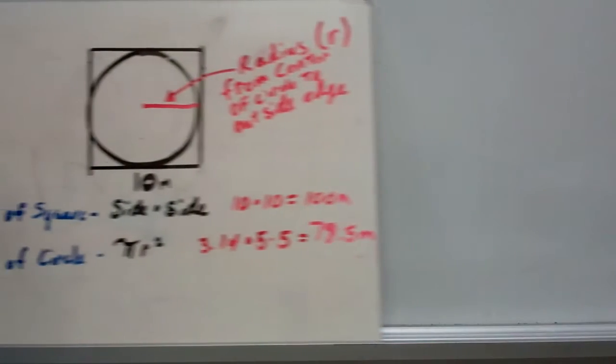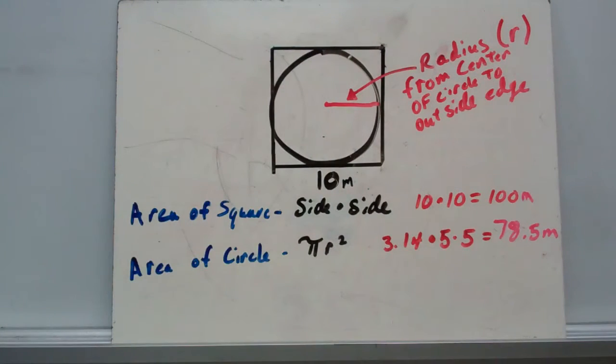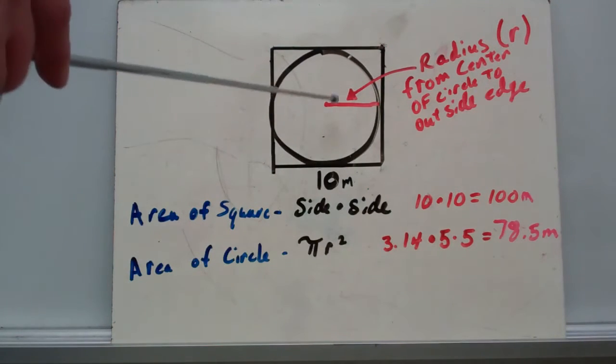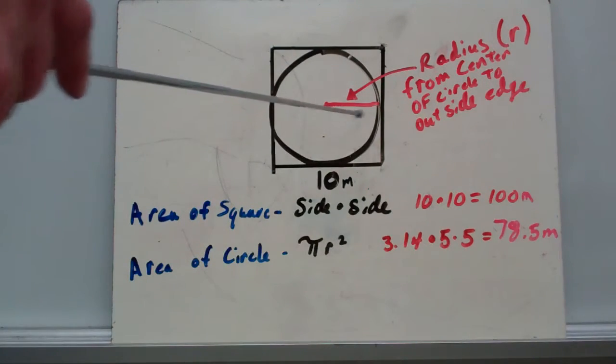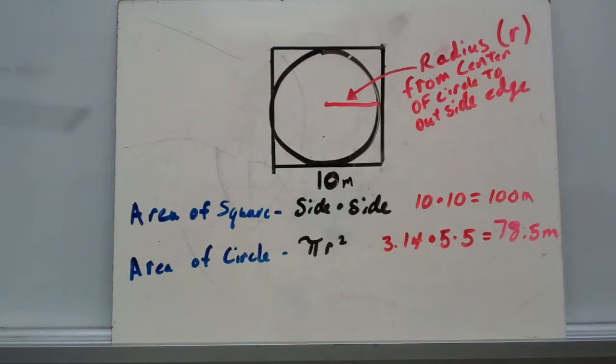Okay, let's look at an example of an inscribed shape. Here we have a square with a circle drawn inside of it. The side length of the square is 10 meters, and we have a radius on the circle. So to find the area of the square, we take 10 and multiply it by 10, which would be the measure of each of its sides. So 10 times 10 is 100.